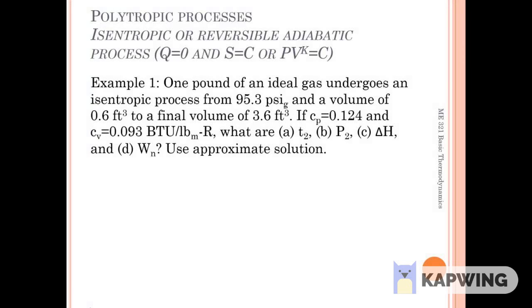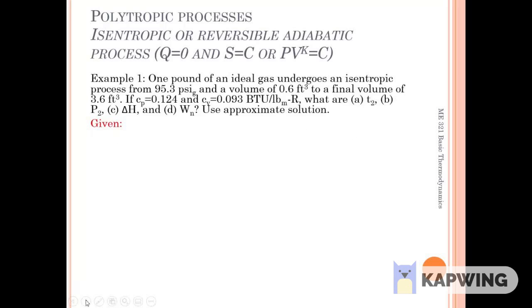This is the first problem for isentropic process. Please take your time to read and understand the problem. We are given the mass of the ideal gas undergoing isentropic process.